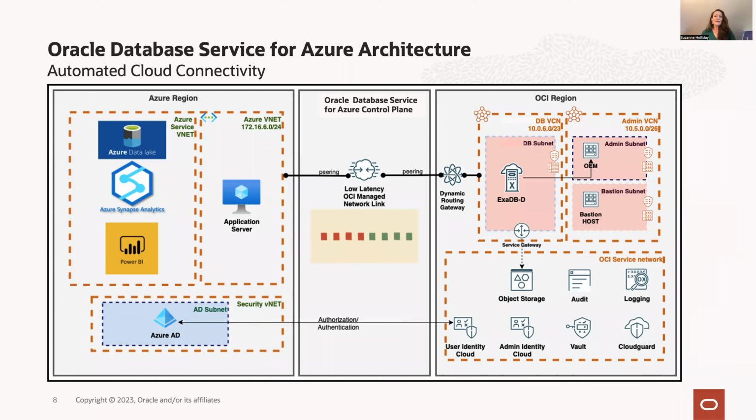So what we're doing is we're automatically creating the network plumbing between the cloud environments, and we manage the Azure Express Route and the OCI Fast Connect tenancy that you connect to as a customer. And this is how we can actually absorb the Azure Express Route ingress and egress charges, which traverse over the Oracle DB for Azure interconnect.